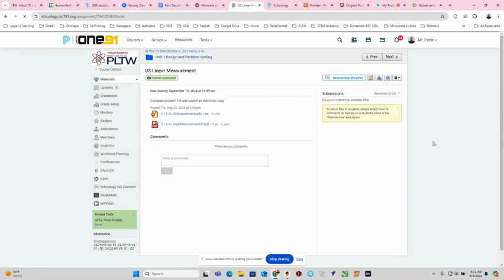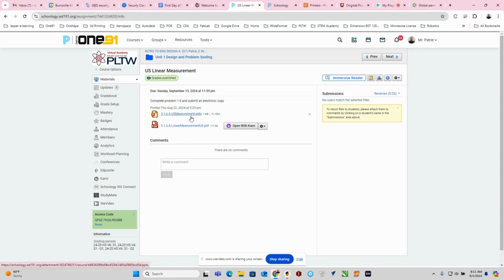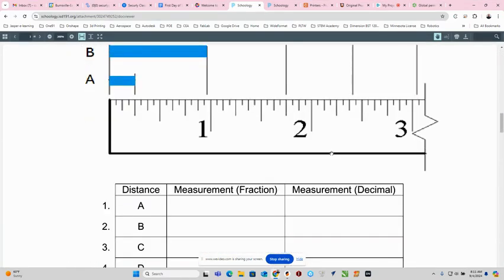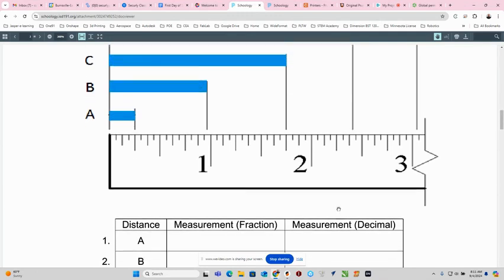All right. So that's it. We're going to go to US measurement now. Okay. So we'll look at the document. Like I said, it looks the same as the millimeter, only it's in inches. So they want fraction and decimal. So in this case, a fraction is a quarter, 1 over 4. The decimal would be 0.25. Okay, so go through and do that.